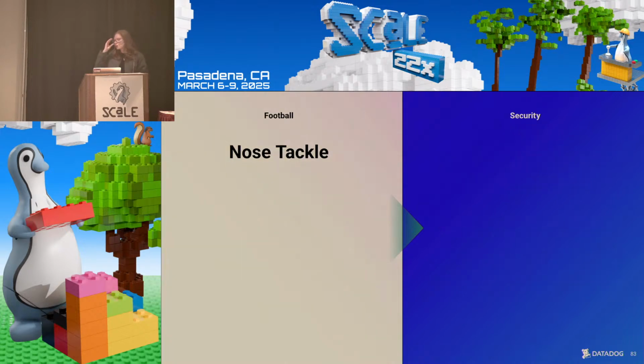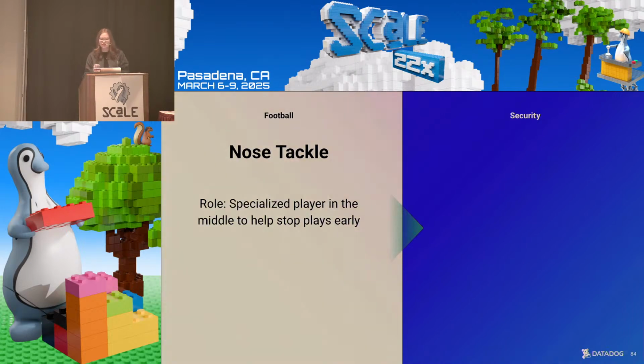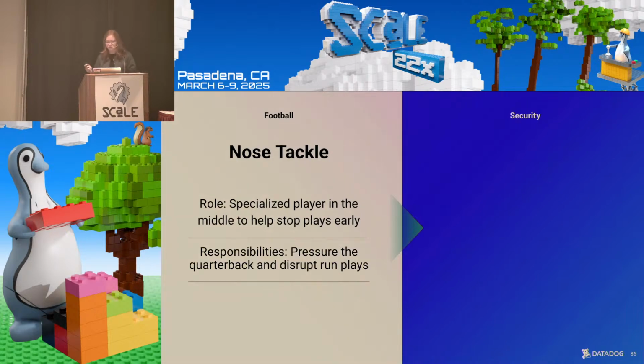And now let's talk about our nose tackle. And as I've said, the defensive line, these are the biggest players on the field. Our nose tackle specifically, usually the biggest. And they're specialized. They are the people right up against the offense, but specifically in the very middle. And so they are, again, trying to stop plays early. But with that, they're trying to pressure the quarterback and disrupt run plays. Okay, all sounding similar, right? Well, I will give you a quick example.